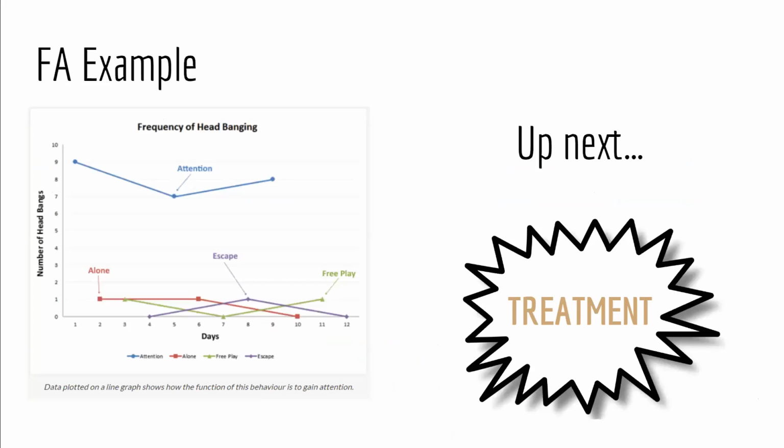So here's an example of what a functional analysis graph would look like. As you can see, the attention condition produced the highest amount of a particular behavior, such as head banging. So after we graph this, we have a clear visual of what the behavioral function is. So after we do this, we would begin our treatment.